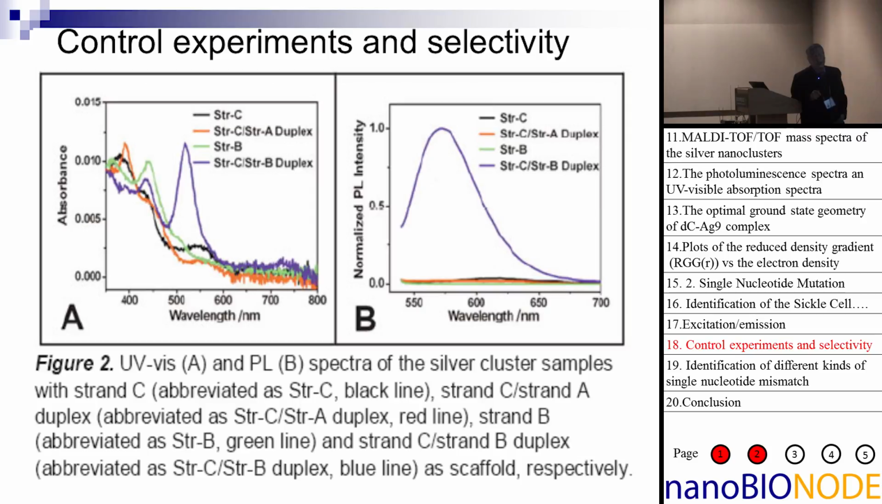So this is just to show the mismatch differences between these three cases. Because strand C and D duplex and strand B, just here, only strand B with strand C forms a very significant peak.